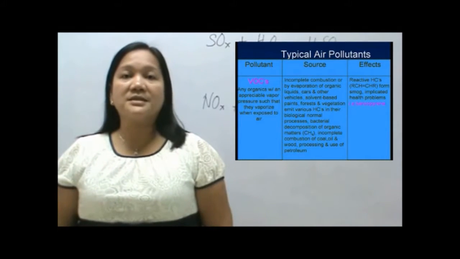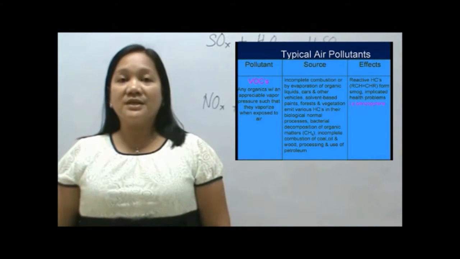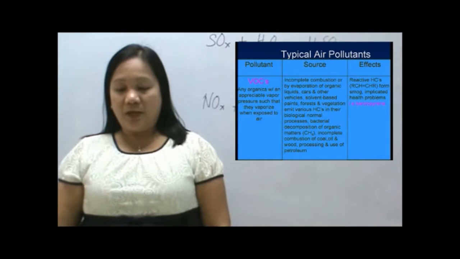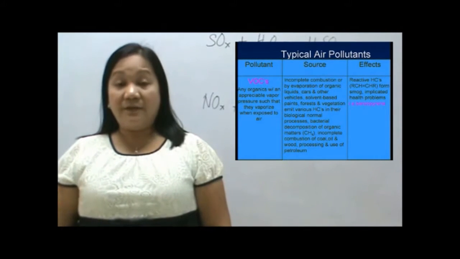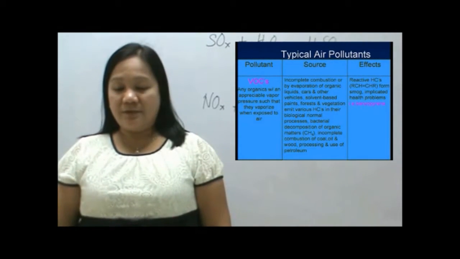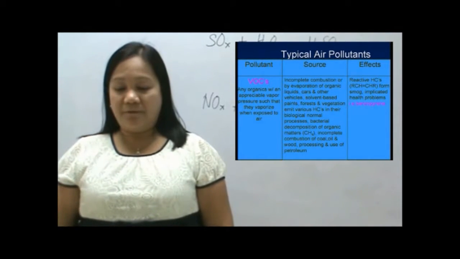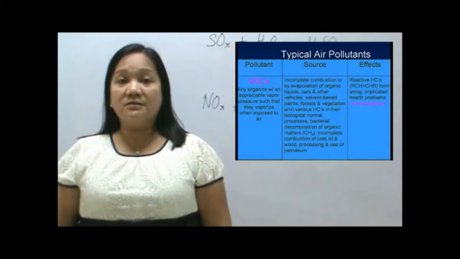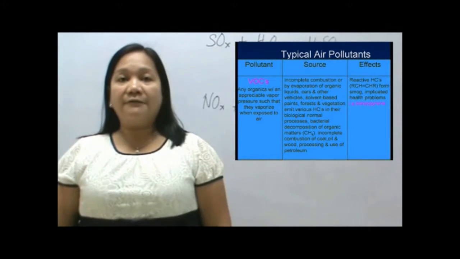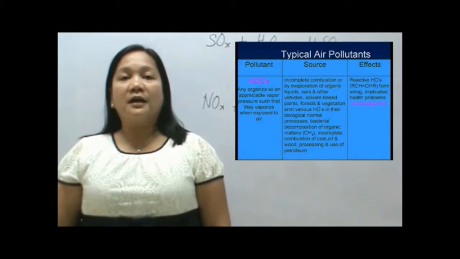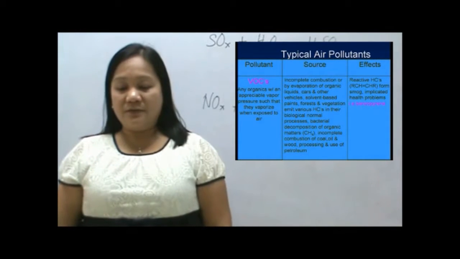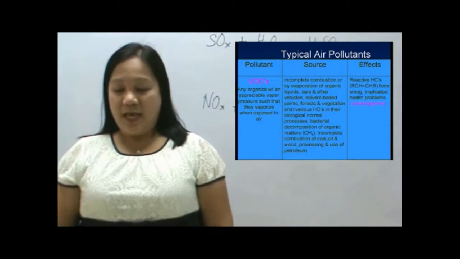So organic liquids are basically utilized in industries as solvents. You can also have it from cars and other vehicles, then solvent-based paints, and then naturally you can also have it from forests and vegetation, because we know that when you burn wood, you have formation of methane or other VOCs or combustible gases.